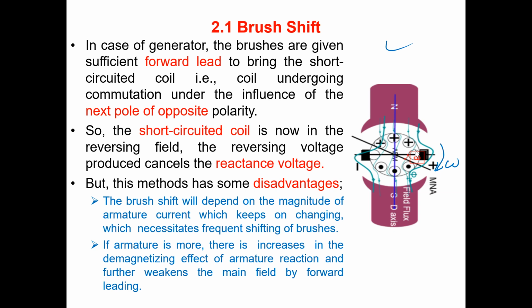The second disadvantage is that if armature current is more, there is an increase in the demagnetization effect of armature reaction, and further weakening of the main field. Demagnetization means reduction in flux. Speed is inversely proportional to flux, so there will be a reduction in flux and a change in speed, so this is a field weakening method. This technique is less utilized because it has more disadvantages than advantages.